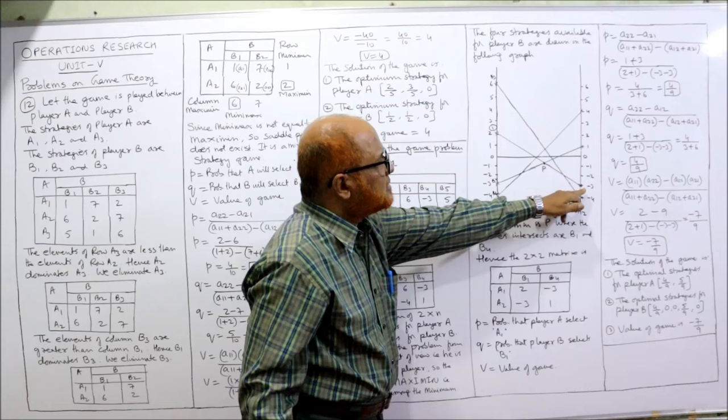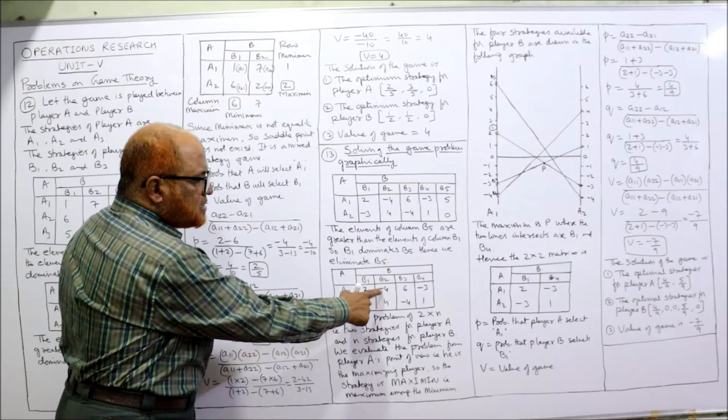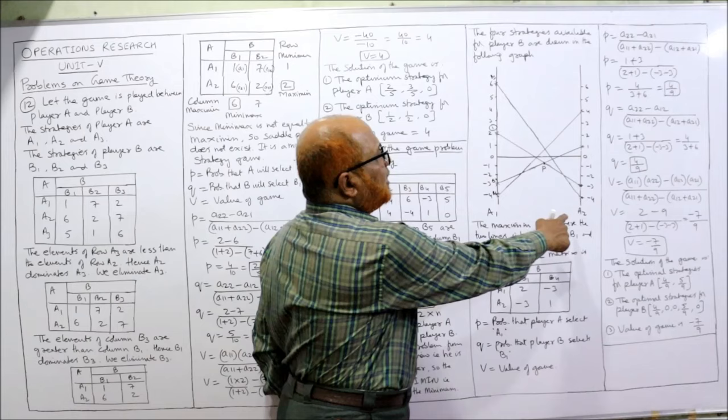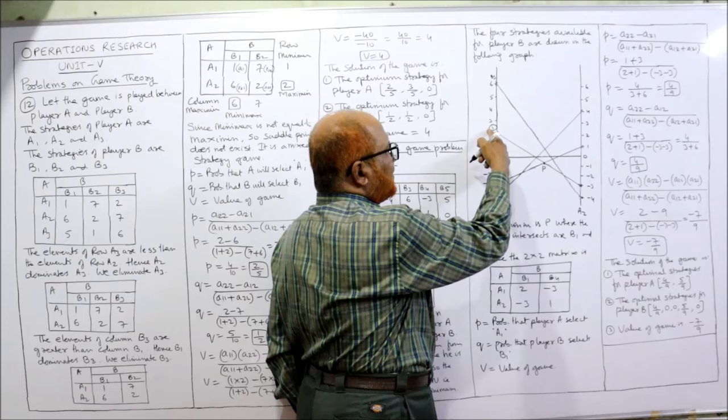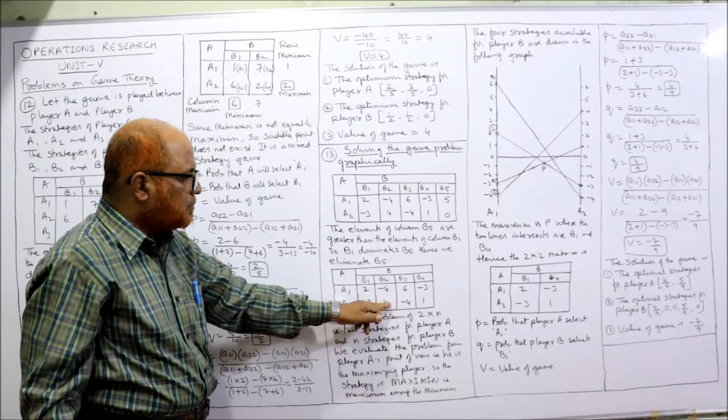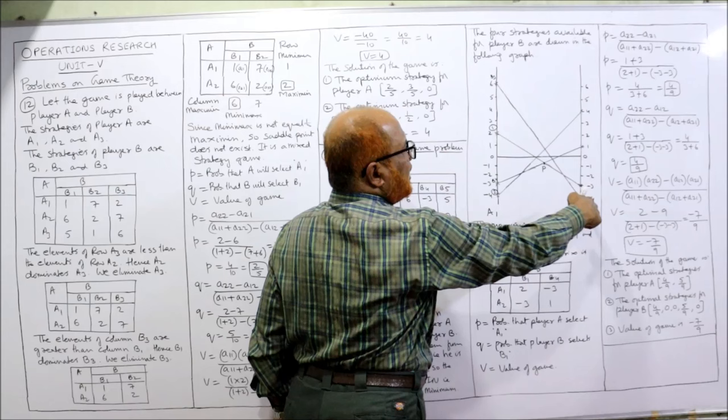Right? Second strategy, A1 is minus 4, A2 is 4. So A1 minus 4 and A2 is 4. This is the second strategy. This is the first strategy, this is the second strategy. Now third, A1 is 6, A2 is minus 4. Now draw a straight line joining 6, minus 4. This is the third strategy, right?